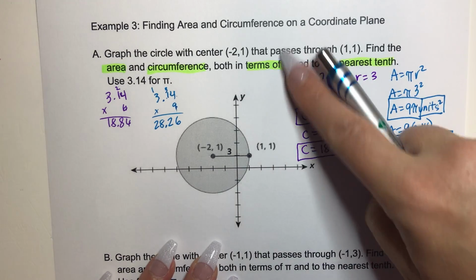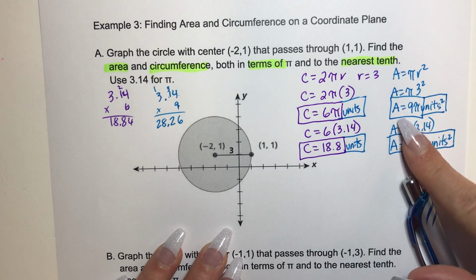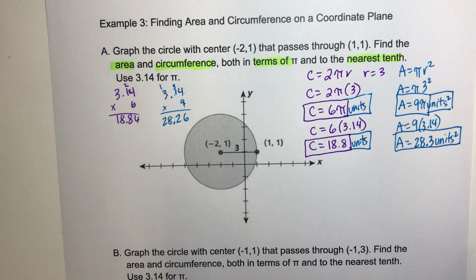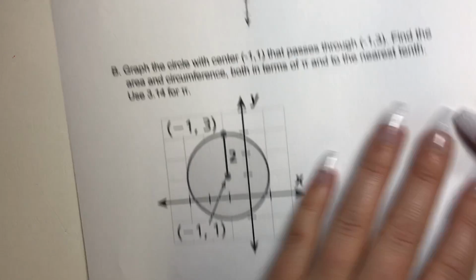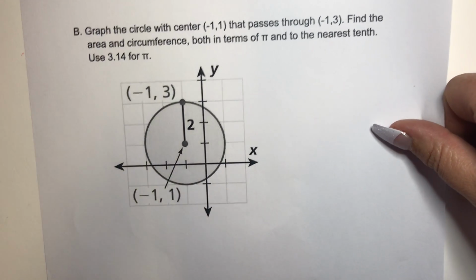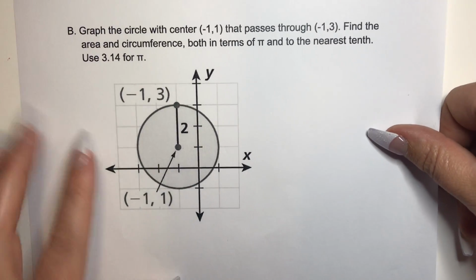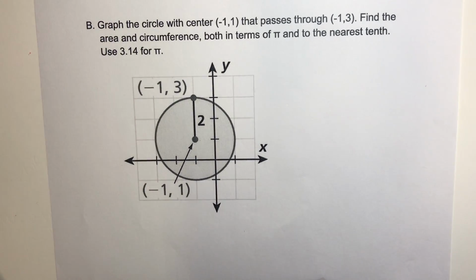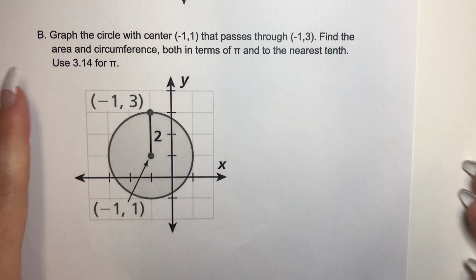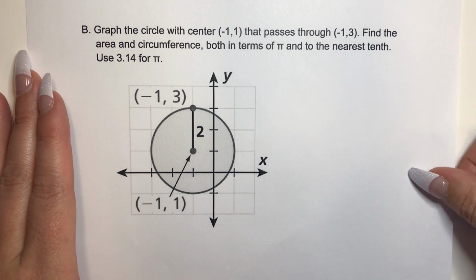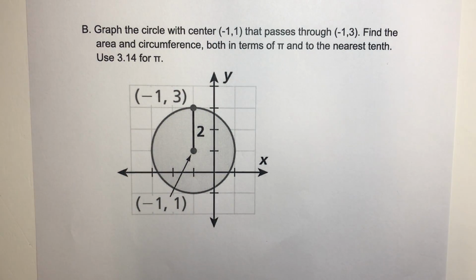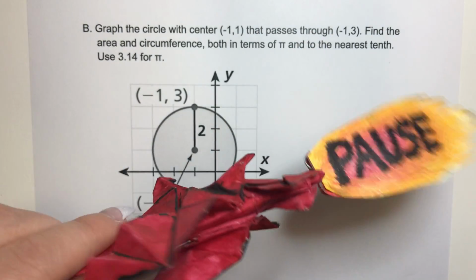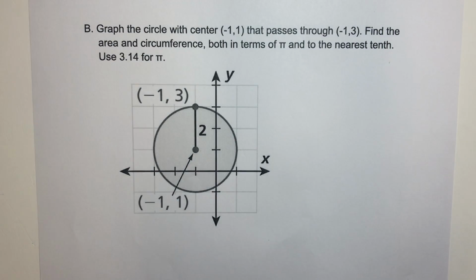Did you see this problem worked out? Okay, so we have the circumference here. We have the area here with the units squared, units. Okay, so now it is your turn to go ahead and try this one here. So it says graph the circle with the center here and that passes through this point. Find the area and the circumference both in terms of pi and to the nearest tenth. Use 3.14 for pi. So here's my friend the pause dragon to remind you to pause your device. Go ahead and work out this problem. When you get done, press play and we'll talk about it together. All right, see you in a bit.